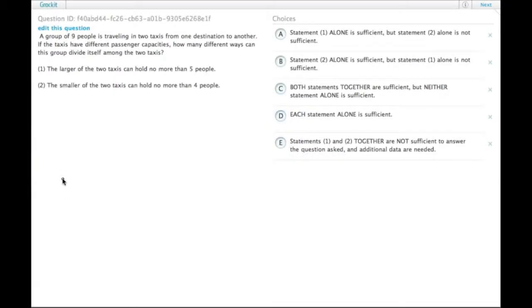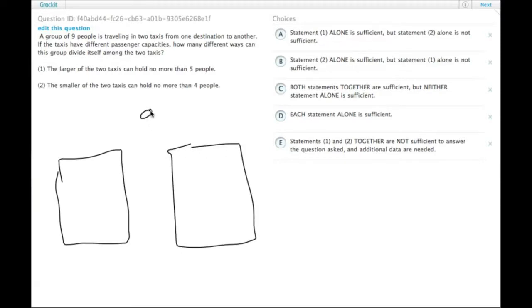So we have 9 people traveling in 2 taxis, which is good because we know we're going to be dividing a subset of 9 into 2 different vehicles. That's what these things are here. But basically, we have 2 taxis, 9 riders.